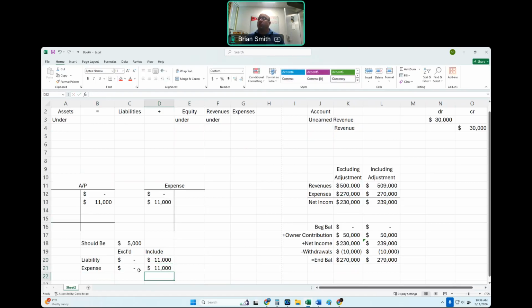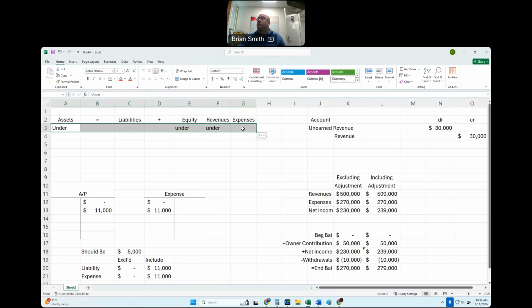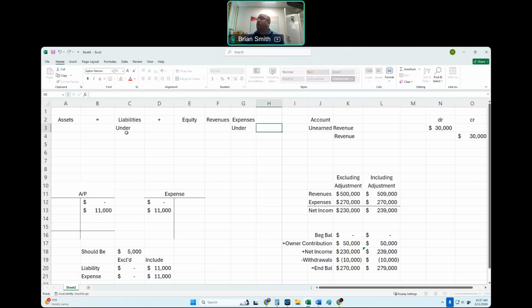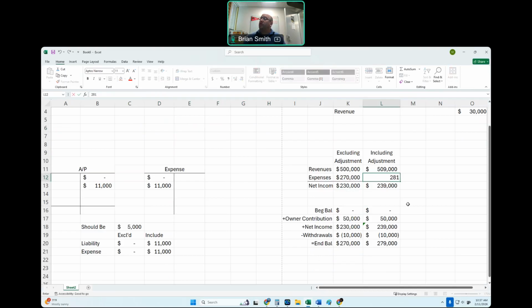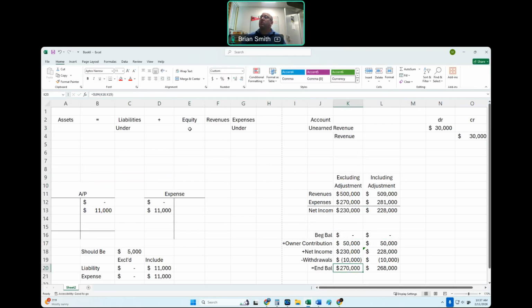So we've definitely underreported our liabilities and our expenses. Well, if we do that, then including the adjustment would be 281,000. And remember, I'm just making these numbers up. As we increase our expense, we decrease overall net income. So we're overstating our equity when we don't include our accrued expenses. All right, that's something like a utility bill or something that you've used during the accounting period, but you didn't record. So ultimately, that's kind of what we're looking at.